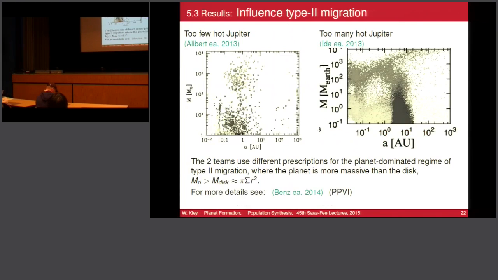Okay. The next one is the influence of type 2 migration. Very briefly only here, there are two different approaches, slightly different prescriptions for the planet type 2 migration. This is the Bern group here, which gives too few hot Jupiters, and the Ida group here gives too many hot Jupiters. I don't go into the details of how this description is done, but they don't seem to be too different. The details are in the PP6 review by Willy Benz and others very recently.